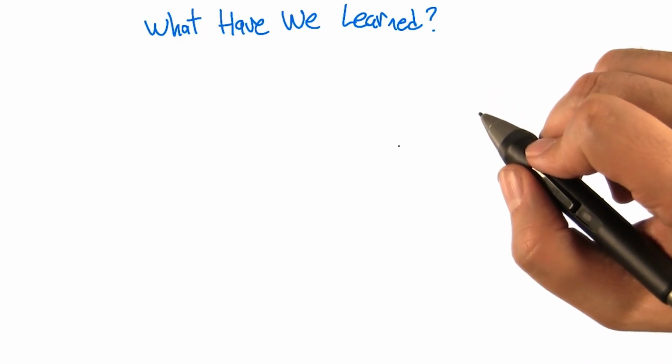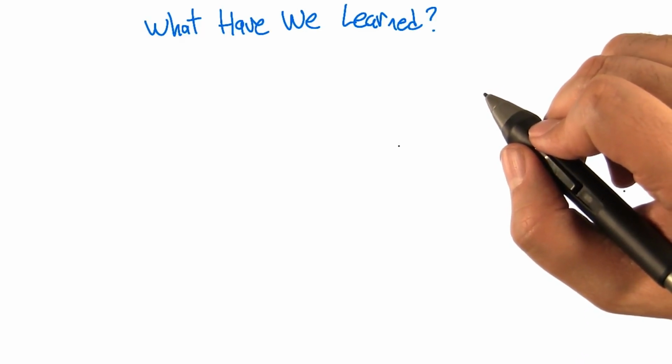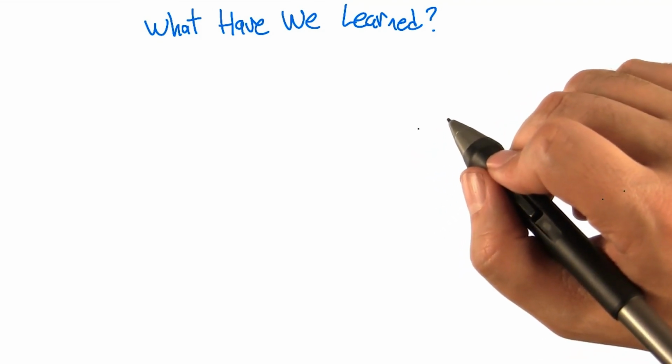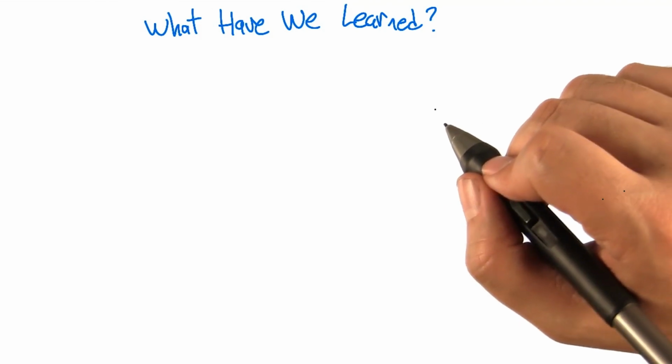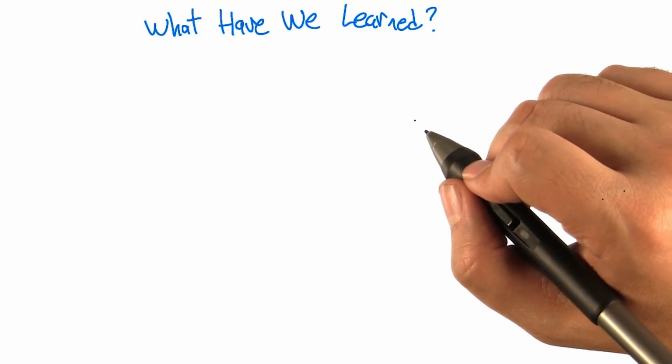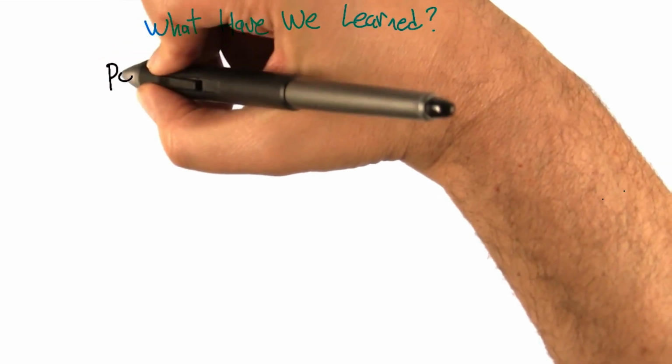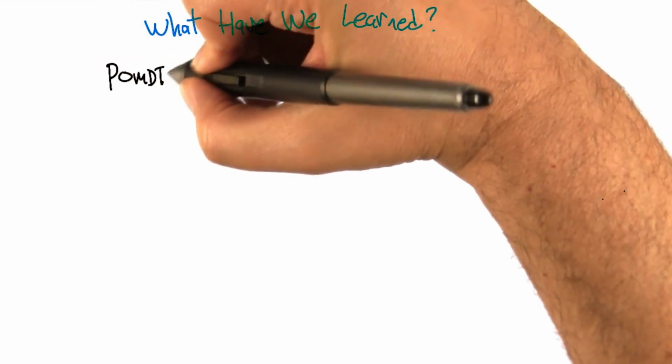So that actually brings us to the end of the POMDP topic. How do we know we're at the end of the POMDP topic? We have high probability of believing that we're at the end because the observation that we're making is the "what have we learned" slide. So what have we learned? Well, we learned about POMDPs, partially observable Markov decision processes.